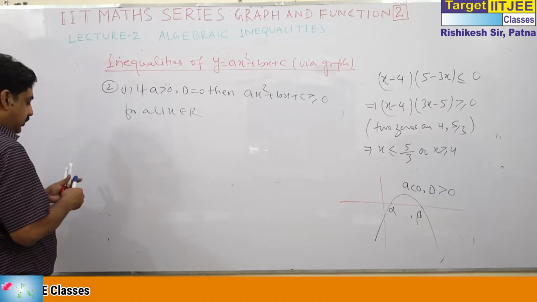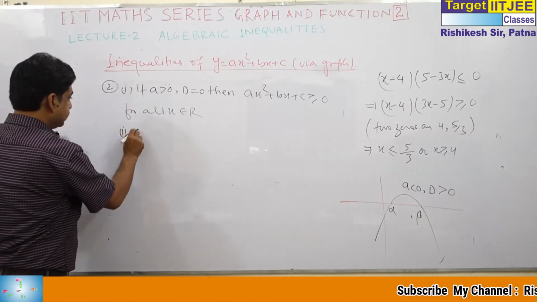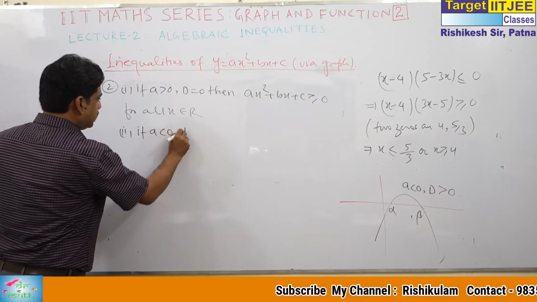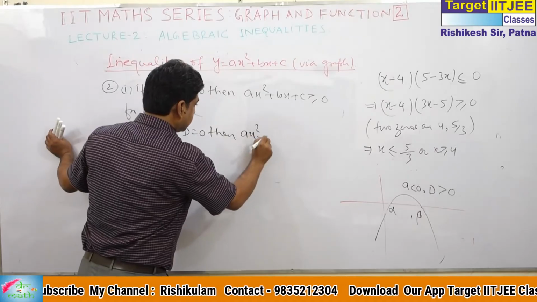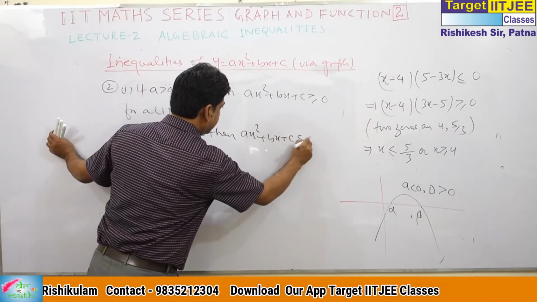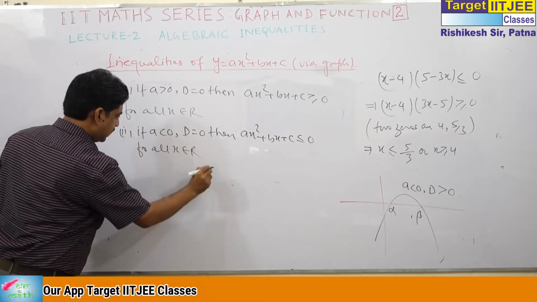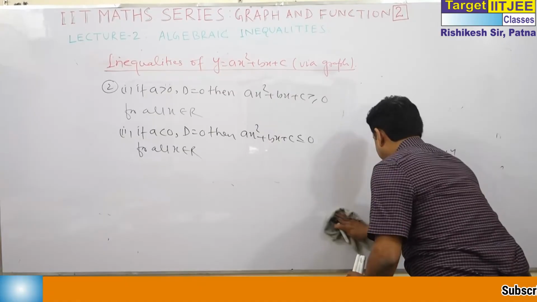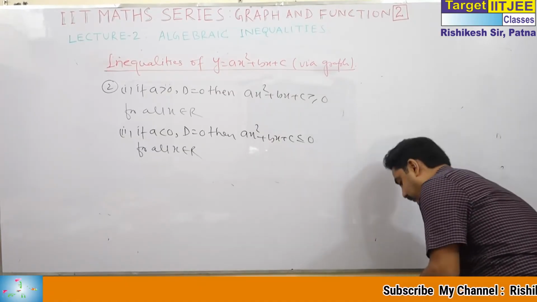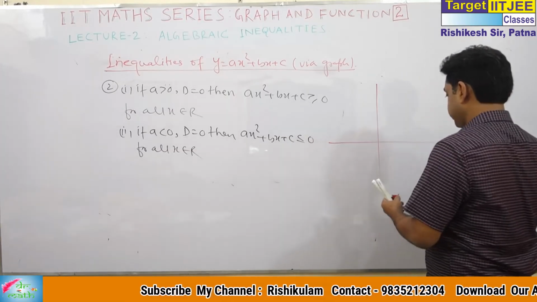And you can write: if a is less than 0 and D is equal to 0, then ax square plus bx plus c is less than or equal to 0 for all x belongs to R. Why? You can see through the graph. Actually, this is the way.